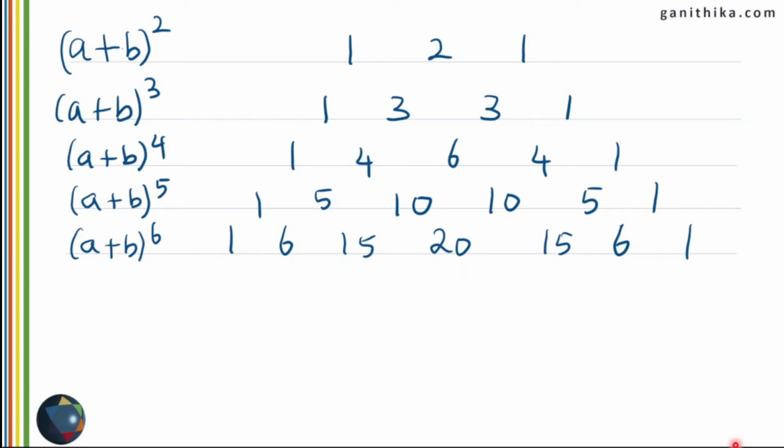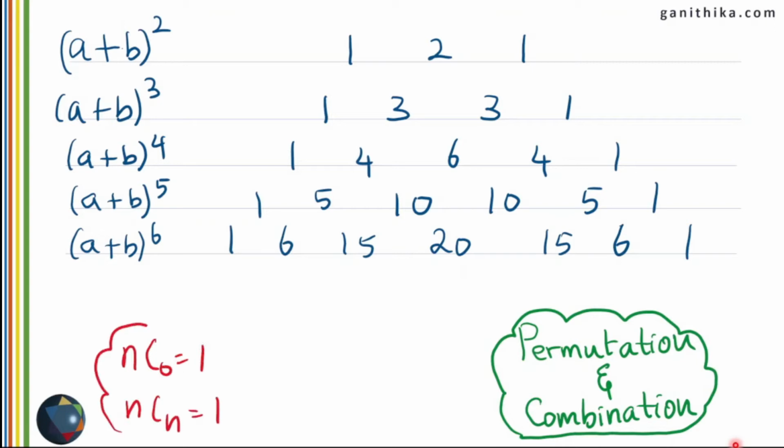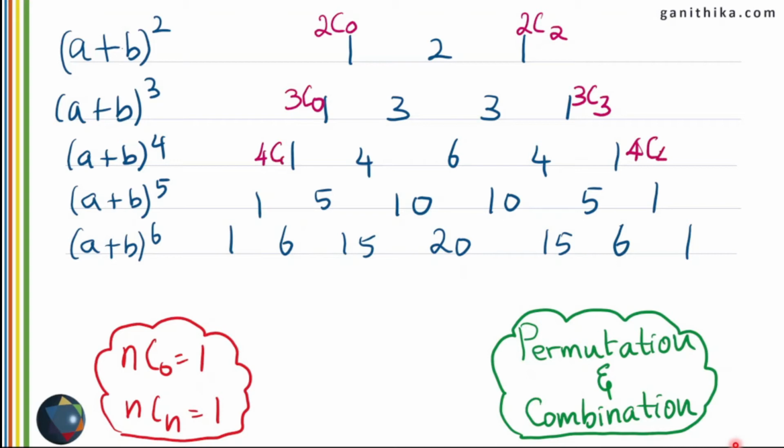Now in order to go for the next pattern, we need to know permutations and combinations, and also you need to know nC0 is equal to 1 and nCn is equal to 1 for any n. So the ones on either side of the triangle can be written as 2C0 and 2C2 for the first line, and for the second line I can write 3C0 and 3C3. nC0 and nCn, remember. For power 4 I will use 4C0 and 4C4, and so on for 5 and 6. So I have given the combinations at the extremes of Pascal's triangle.